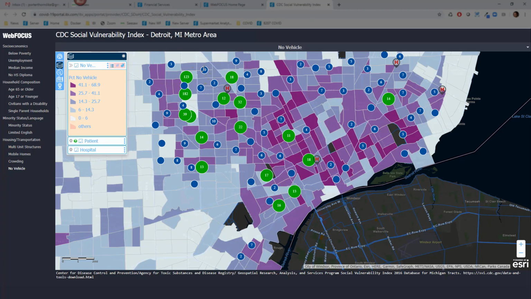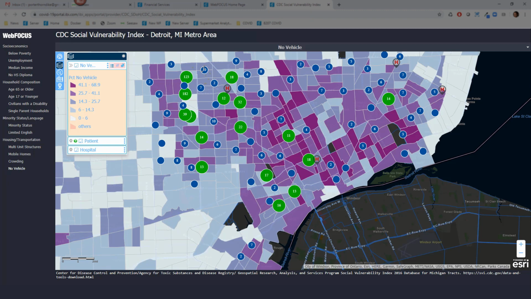The CDC created something called the Social Vulnerability Index, and it was created to help public health officials and emergency response planners identify and map the communities that will most likely need support before, during, and after hazardous events such as the COVID-19 pandemic. The SVI ranks every U.S. census tract on 15 social factors.